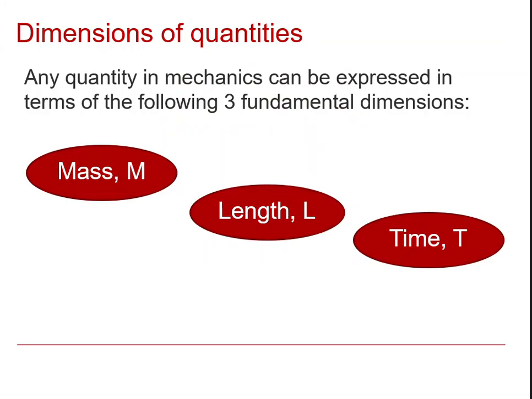The three dimensions in mechanics are mass, length, and time. They're denoted by the capital letters M, L and T. They're associated as usual with measures for mass in kilograms, length in meters, and time in seconds.